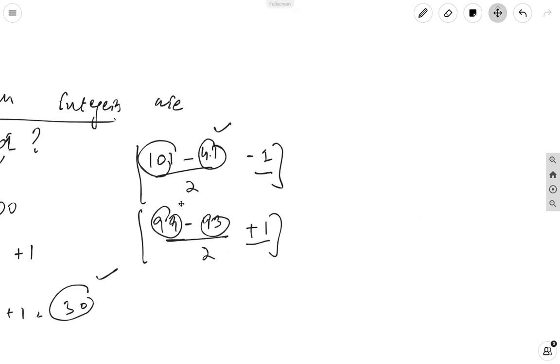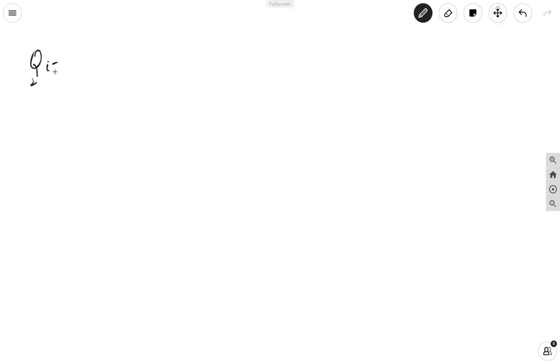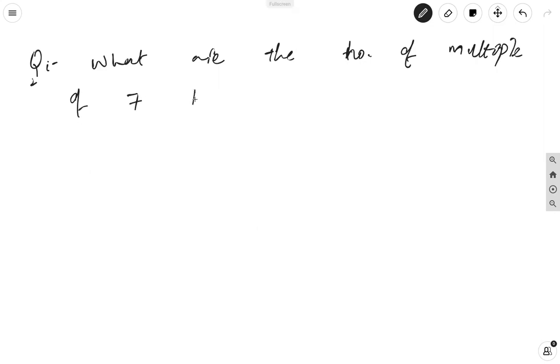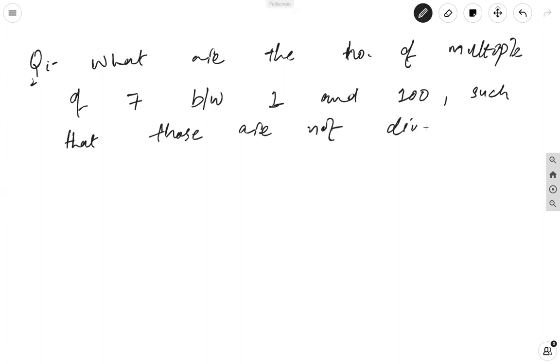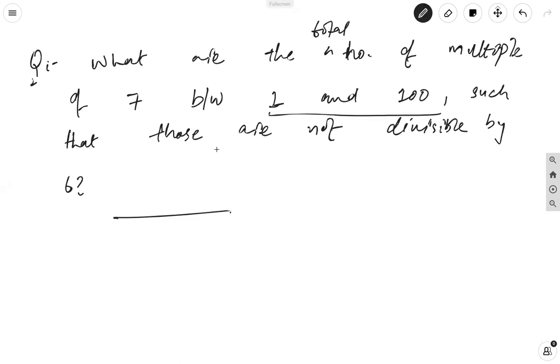Okay, one more question. Now the question is, what is the number of multiples of 7 between 1 and 100 such that those are not divisible by 6? I will repeat the question. What is the total number of multiples of 7 between 1 and 100 such that those are not divisible by 6? You have just 1.5 minutes to solve this question.